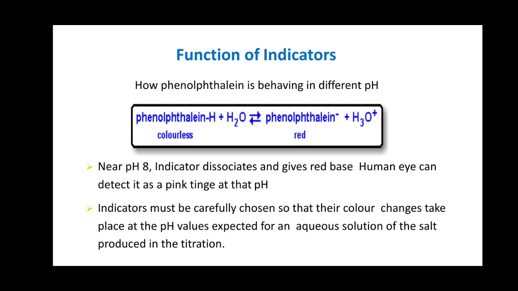So then the functions of indicators: how phenolphthalein behaves at different pH. We can see here phenolphthalein is colorless to red or pink. Near pH 8 the indicator dissociates and gives the red base. The human eye can detect it as a pink tinge at this pH. So indicators must be carefully chosen so that their color changes take place at the pH values expected for an aqueous solution of the salt produced in the titration.